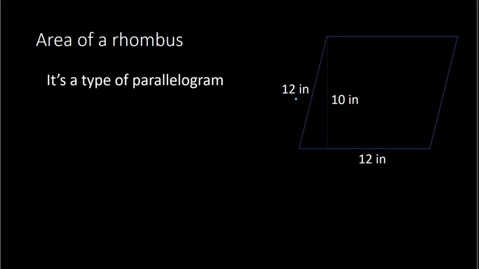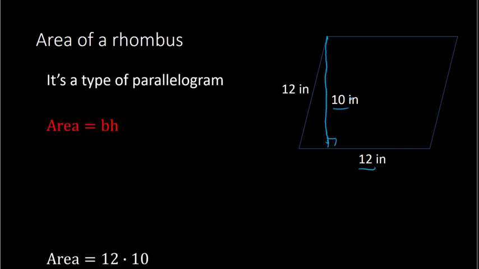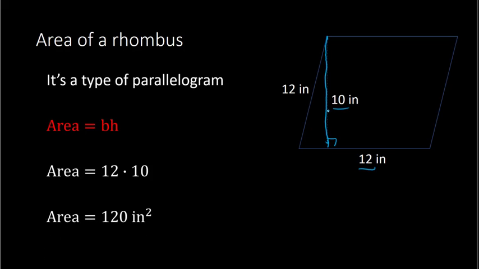So just like with any parallelogram, the area would be found by taking the base times the height. So again, be careful that you are taking the correct numbers. Alright, so the base and the height are perpendicular to each other. So if the base is 12, the height here would be 10 because that is perpendicular, or 90 degrees, to the base. So the base is 12, the height is 10. We take 12 times 10 to get 120, and the units would be inches squared or square inches.